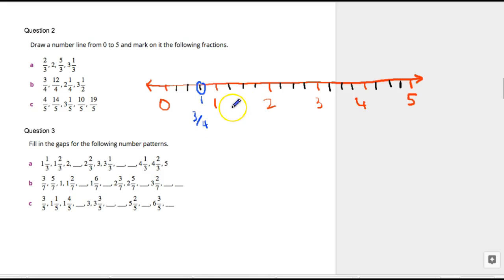Okay, the next one is 12/4. So this is an improper fraction. So let's count first and then let's work out what it's going to be as a whole number. You might already know what it is.